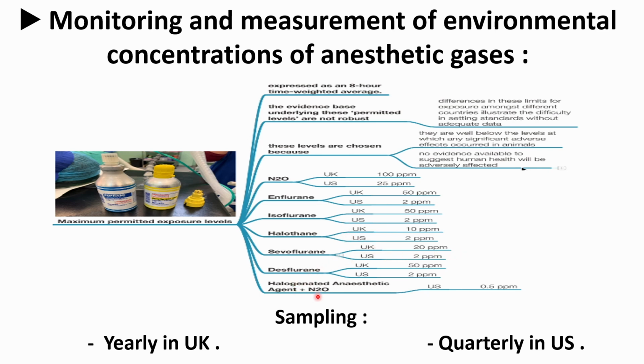If you are using nitrous oxide with halogenated anesthesia cases like all the previous fluranes, it should be only 0.5 parts per million. This is a very important question in MCQ, these numbers, and we are using the US measurement, not the UK measurement.